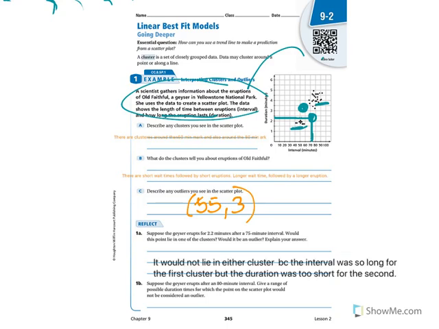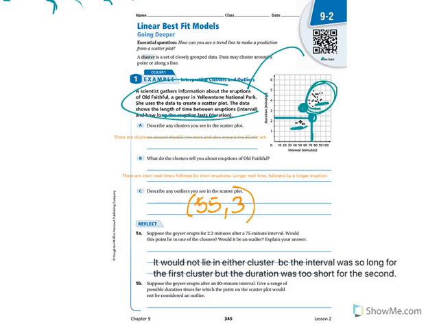All right, so I guess I figured out when I hit the text, then the video stops. So just explaining 1A, this point, the 75, 2.2, it would not lie in either cluster because the interval was too long, lasting 2.2 minutes versus like 2 minutes, but yet it's not long enough for that second cluster that we have up here.